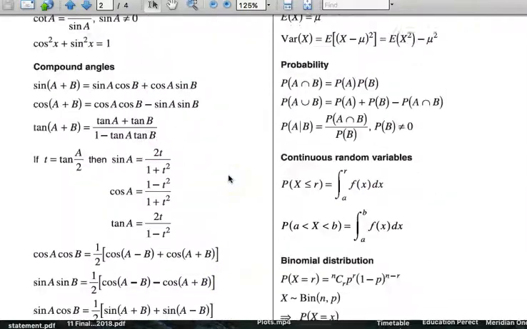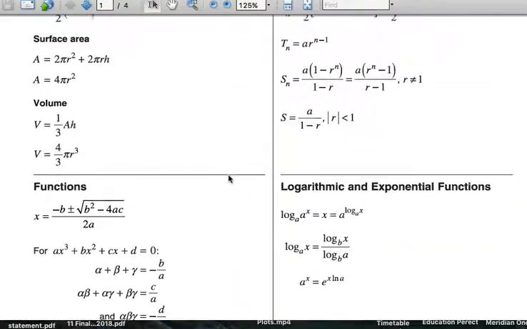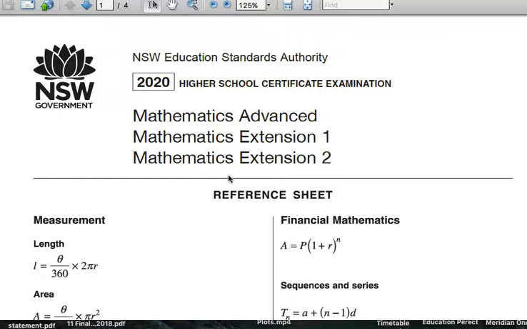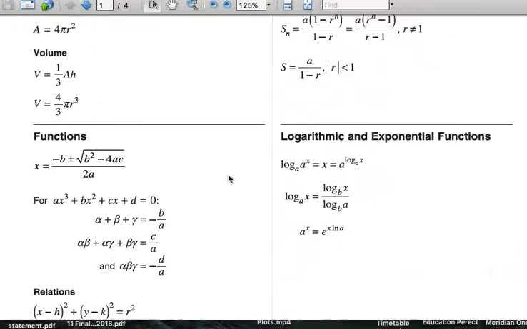Before we go any further, we're just going to have a quick look at the formula sheet. So this is the new formula sheet. Here we've got our log and exponential function rules. Remember, we looked at these in prelim.